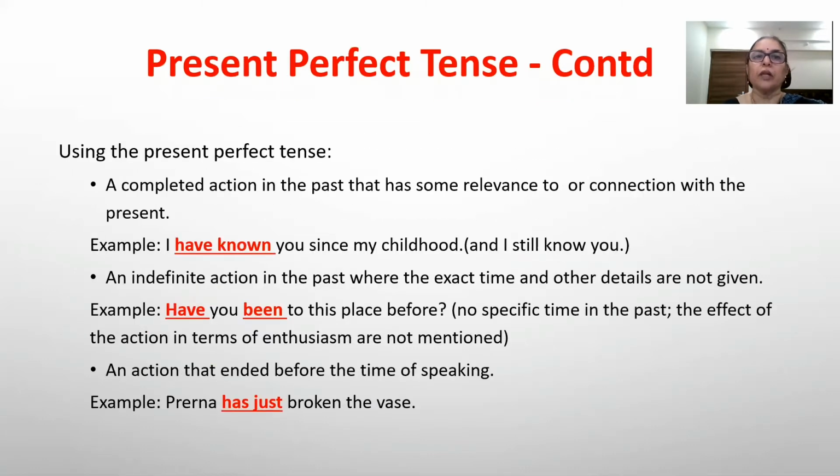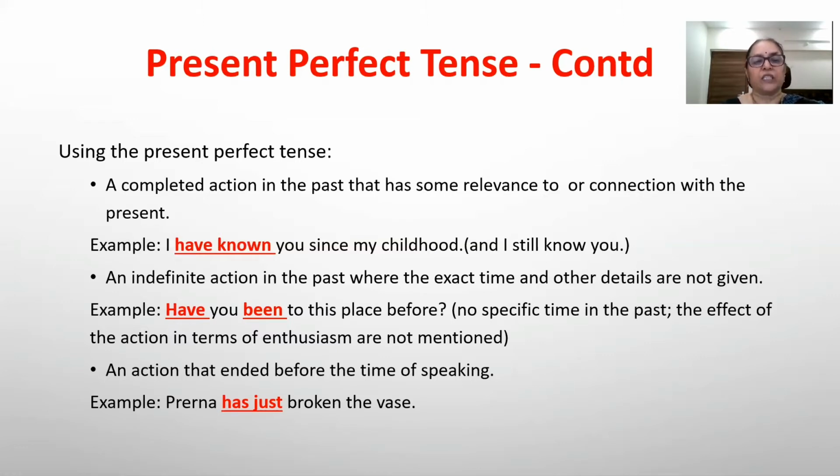Now, present perfect tense is used here when we can use it as given there: a completed action in the past that has some relevance to or connection with the present. That means I have known you since my childhood. So even now I know you. The action was completed in the past, from childhood, and the relevance of that is there even now. Present connection is there.